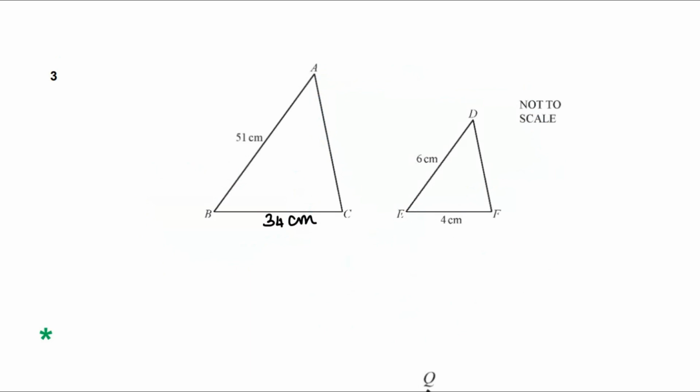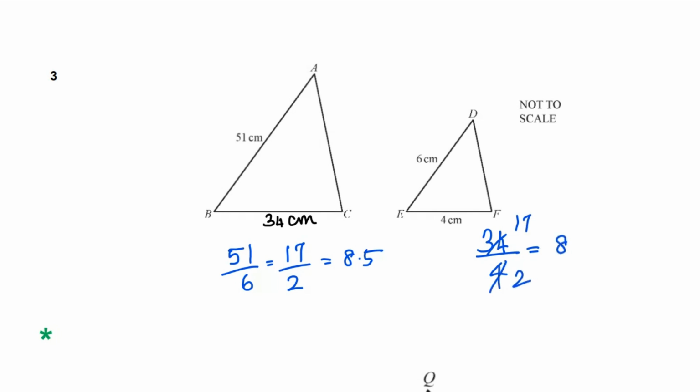Now let's consider this diagram. The ratios are 51 over 6, which is equal to 17 over 2. That is 8.5. So this ratio will be 34 divided by 4, which is equal to 17 over 2. Again, this is also equal to 8.5. The ratios are the same, so these are similar triangles.